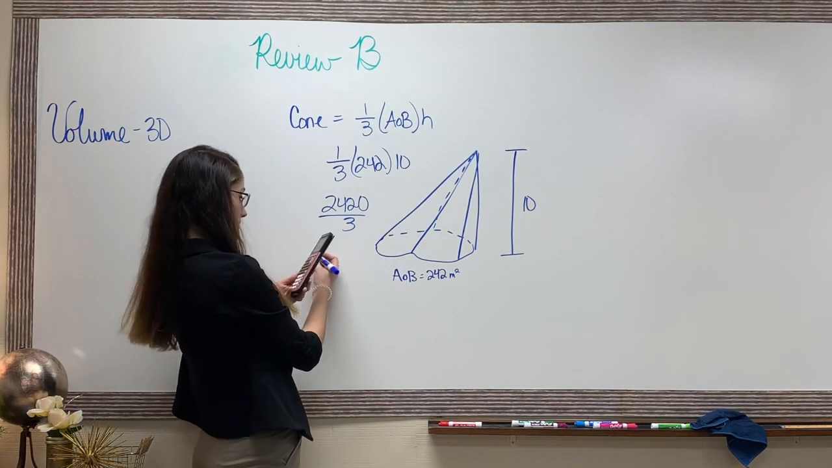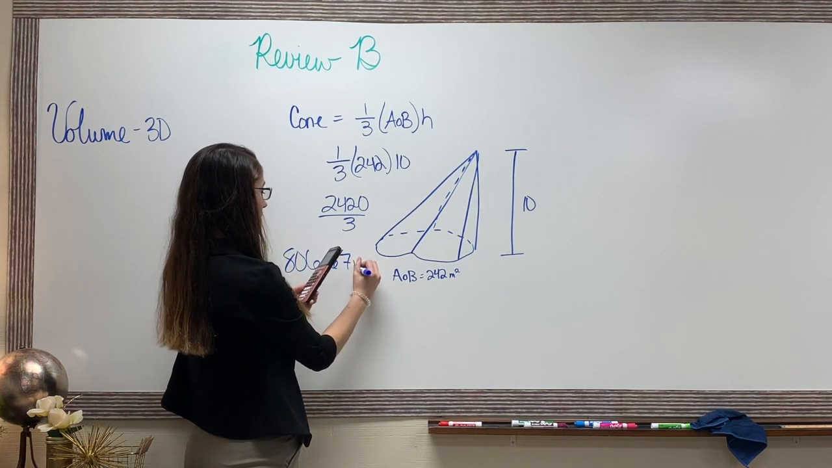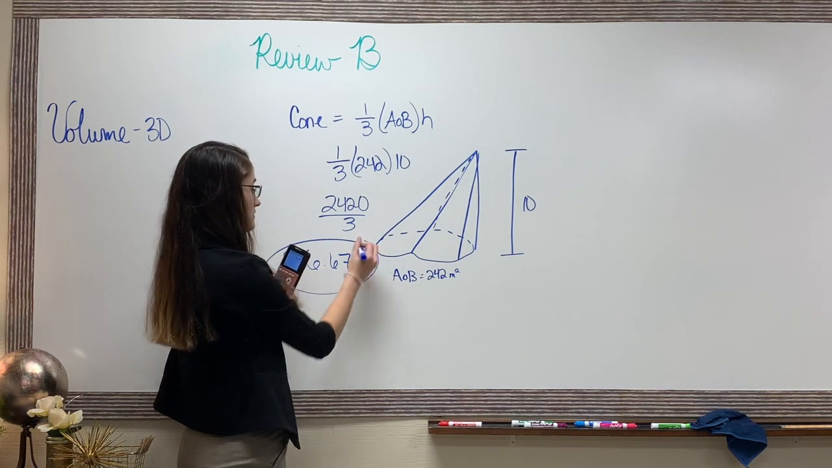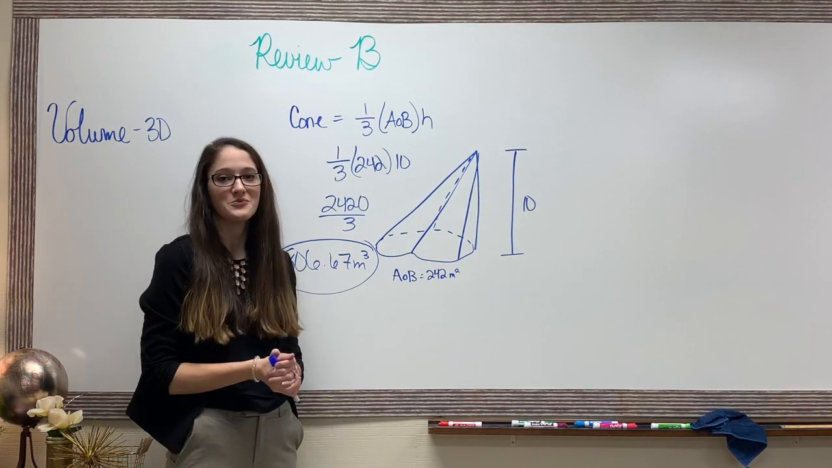And we get 806.67 meters, three-dimensional, so it is cubed. And we had just found the volume of this cone.